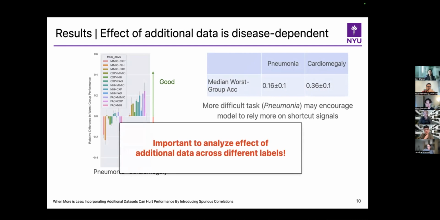But the point to get across with all of this is that it's really important to analyze the effect of adding different data, or any other ML model changes that you want to make, across different labels in a very fine-grained way.